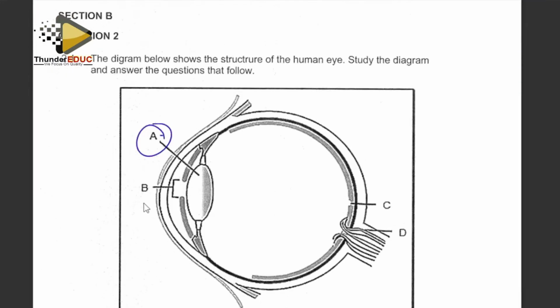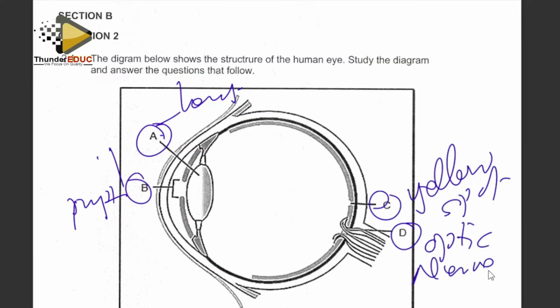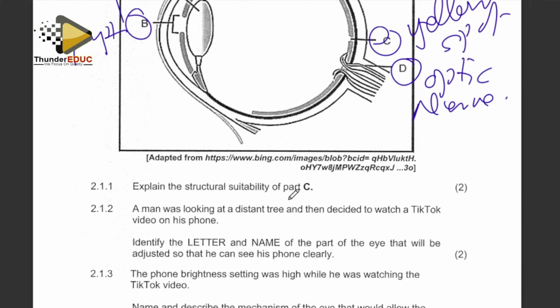Remember, I always tell you that once they give you such a diagram, label it. So we say this is the lens, this is the pupil, this is the yellow spot, and this is the optic nerve. Okay, we continue now with the question. Let's go and smash the question.